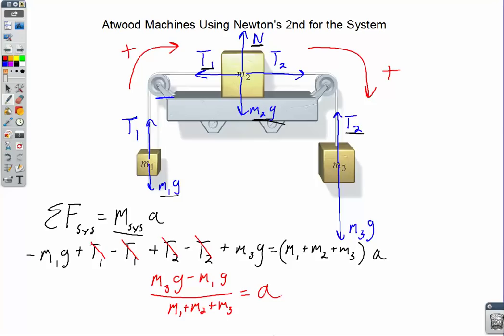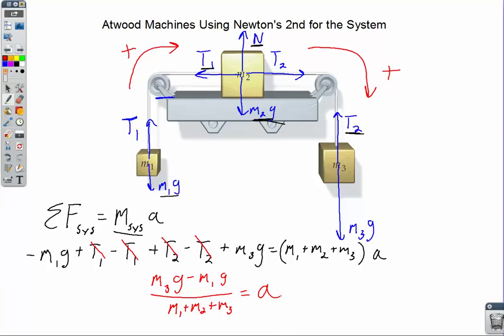Rather than using another tedious method of 3 equations, 3 unknowns, where we could look at Newton's second law for M1, Newton's second law for M2, and Newton's second law for M3, solve for all of those tensions so they cancel out, and then put them all together to find A, this method right here is far more straightforward.